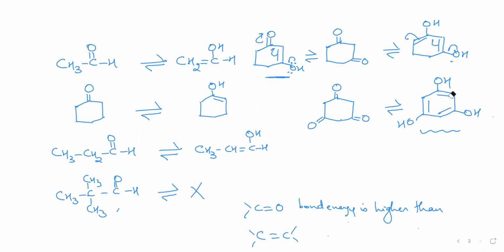The enol form of the last one is named what? That is named benzene 1,3,5 triol, also known as phloroglucinol. Okay, I think Disha has given it in the chat box. You can refer to it again.